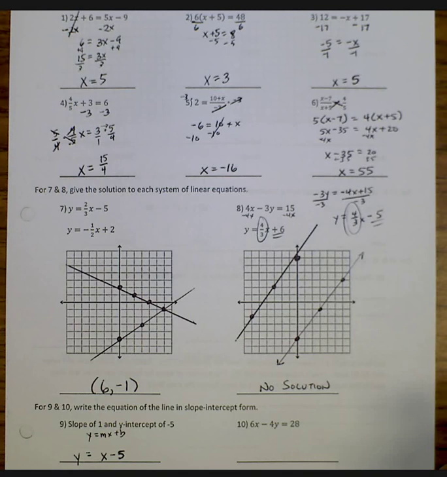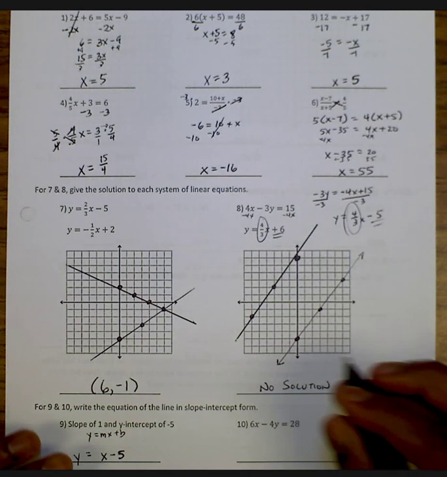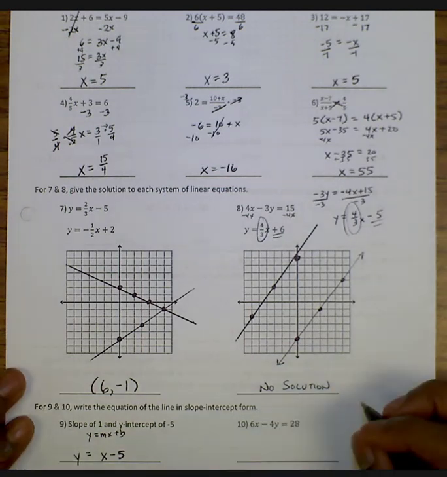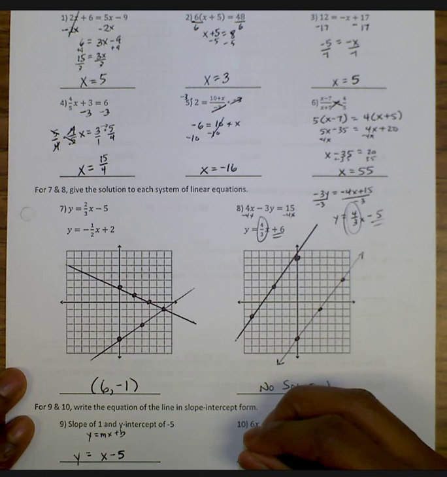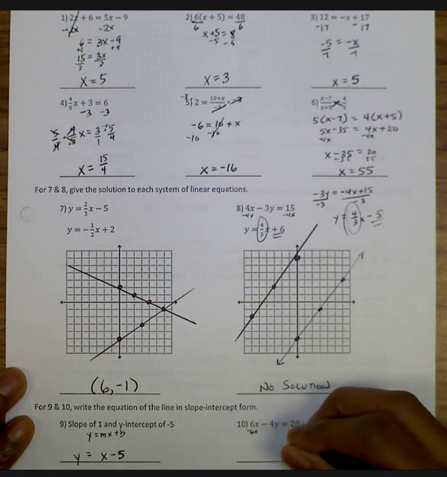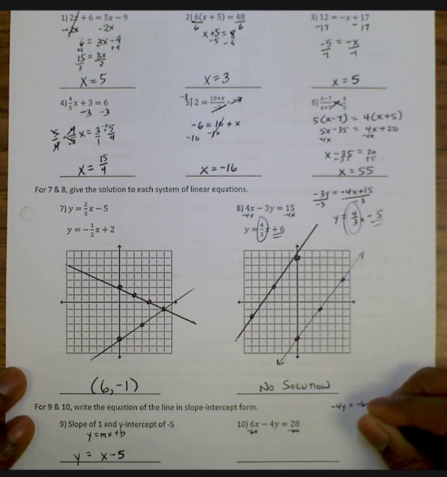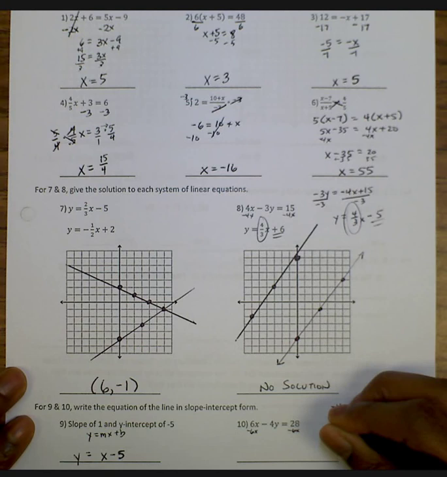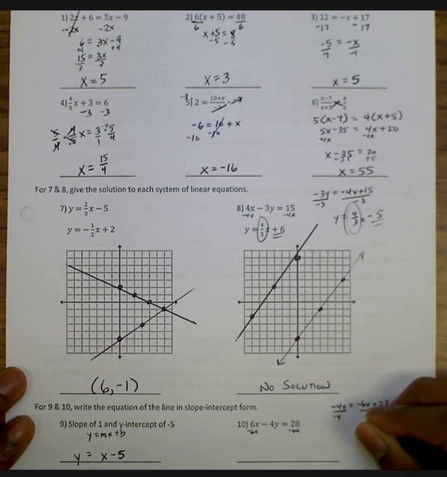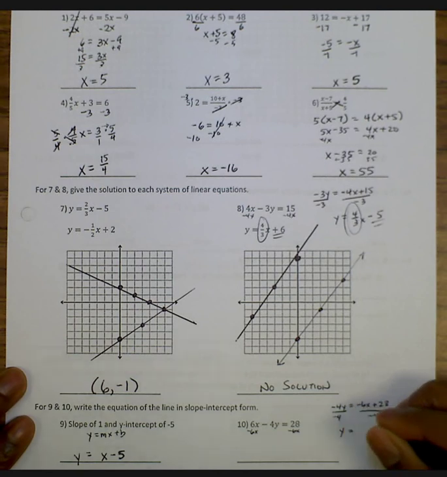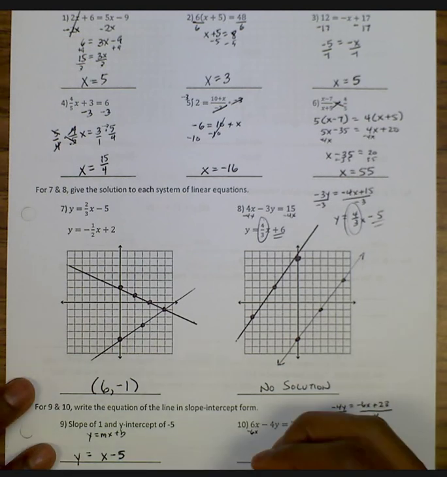Okay, number 10 asks us to write in slope-intercept form as well, but this time they gave it to us in standard form. So in order to write this in slope-intercept form, we need to get y by itself. So we'll subtract 6x from both sides here. We have negative 4y equals negative 6x plus 28. Divide by negative 4 to get y all the way by itself. Get y equals positive, and 6 over 4 simplifies to 3/2 x minus 7. So y equals 3/2 x minus 7.